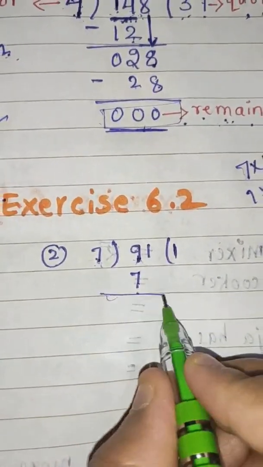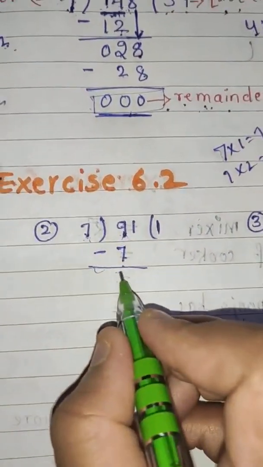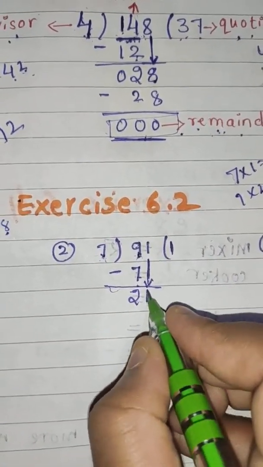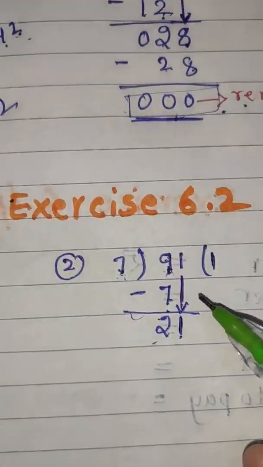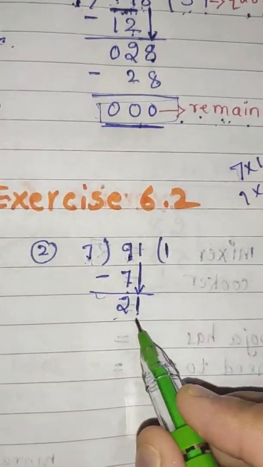Okay. So let's subtract it. 9 minus 7 is how much? 2. Right. We'll write 2 here. Now you have to bring this 1 down. So it will become 21. Now let's count the 7 table to get the number 21.